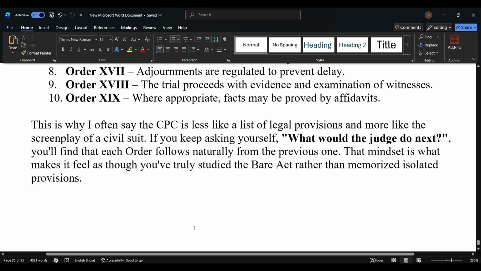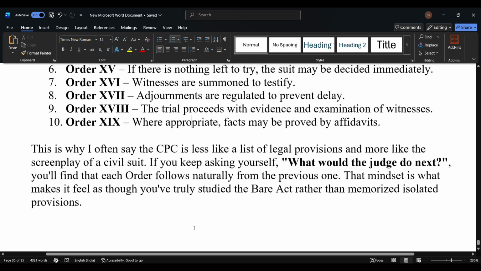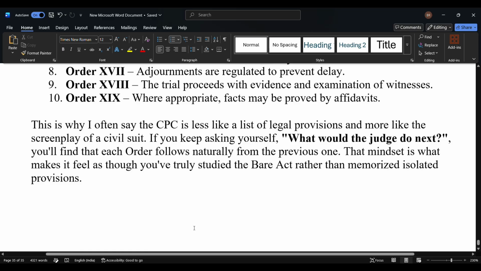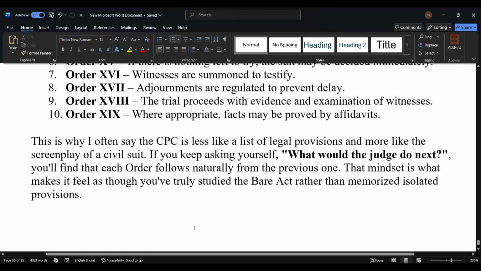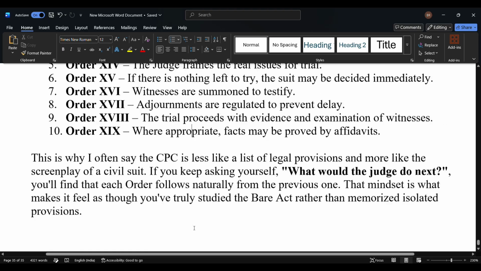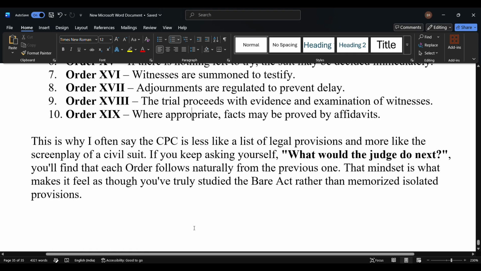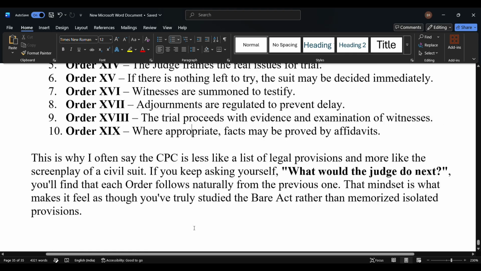This is why I often say the CPC is less like a list of legal provisions and more like the screenplay of a civil suit. If you keep asking yourself, what would the judge do next? You'll find that each order follows naturally from the previous one. That mindset is what makes it feel as though you've truly studied the bare act rather than memorized isolated provisions.